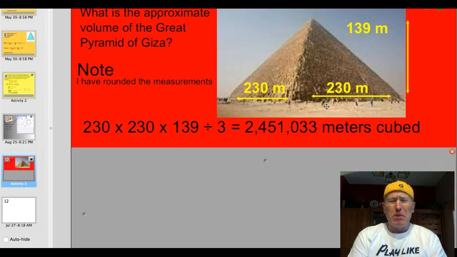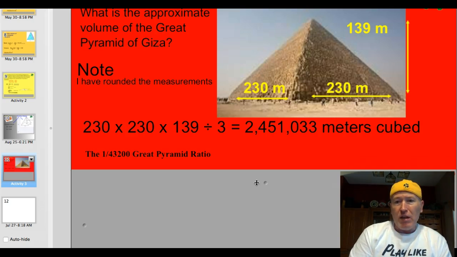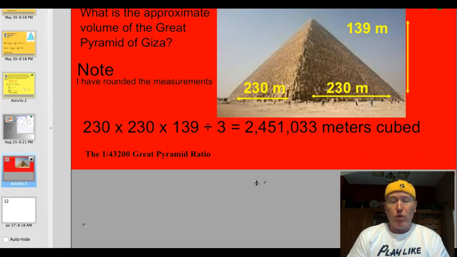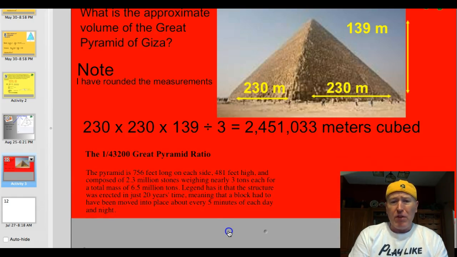Look on YouTube about some of the stuff. There's one video that shows some people just sitting on these giant rocks, and they look like little kids. All right, a couple other quick facts about it. The Great Pyramid was built with this ratio of 1 to 43,200. What that means is the base of the Great Pyramid is 1/43,200th of the circumference of the Earth. Kind of a cool fact. How did they figure that out 5,000 years ago? Wow. How did they build it 5,000 years ago?